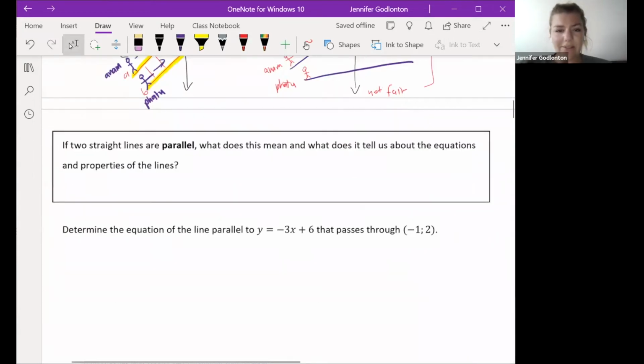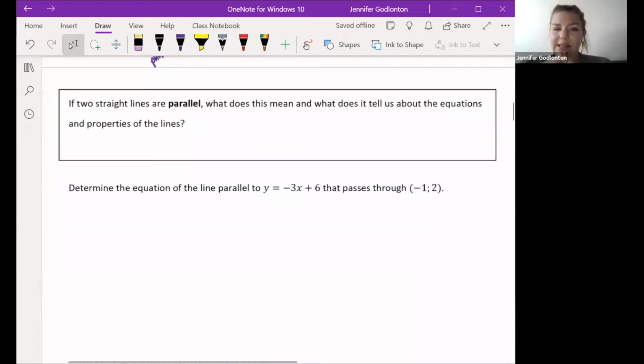So let's have a look at this question over here. This is saying, determine the line parallel to y equals negative 3x plus 6 that passes through this point. So my first question to you is, in the equation y equals negative 3x plus 6, what is my gradient? Yes, you guys are geniuses. The gradient is negative 3.